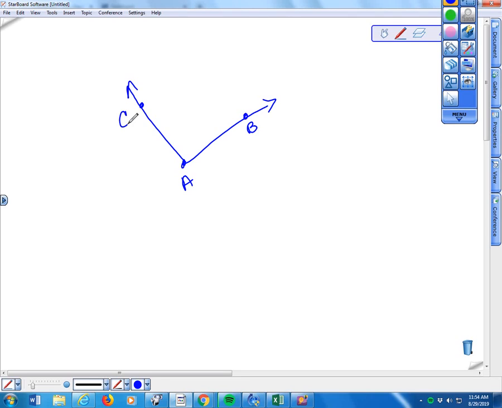Okay, and the way we name angles is we always use 3 letters, or you could call this angle A. It's always called by its vertex. Okay, the 3 letters I use, the middle letter always has to be the vertex. Okay, I could also call this angle BAC. It's the same thing. Or I could call it angle A.